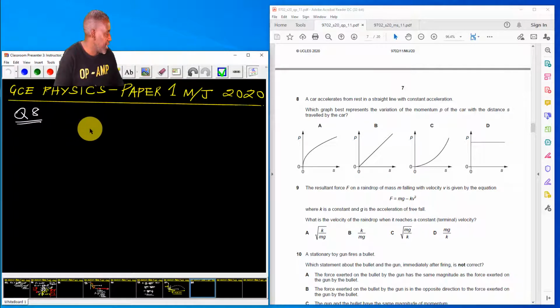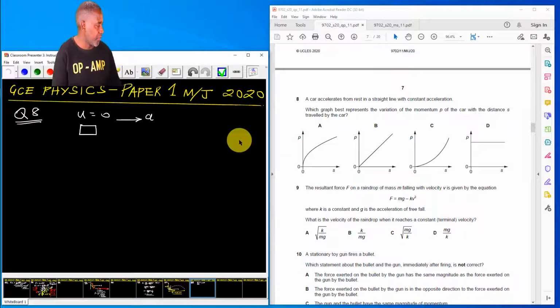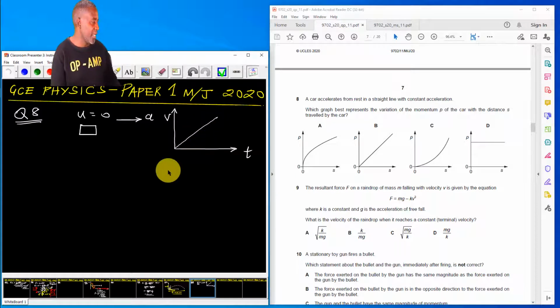So let's see, this is the car. Its initial velocity is 0. It has an acceleration which is constant. Let's see how the velocity-time graph looks. Its velocity-time graph will be a straight line through the origin. It will be like that. In other words, the velocity is increasing uniformly. If I find the gradient of this graph, I should get the acceleration.